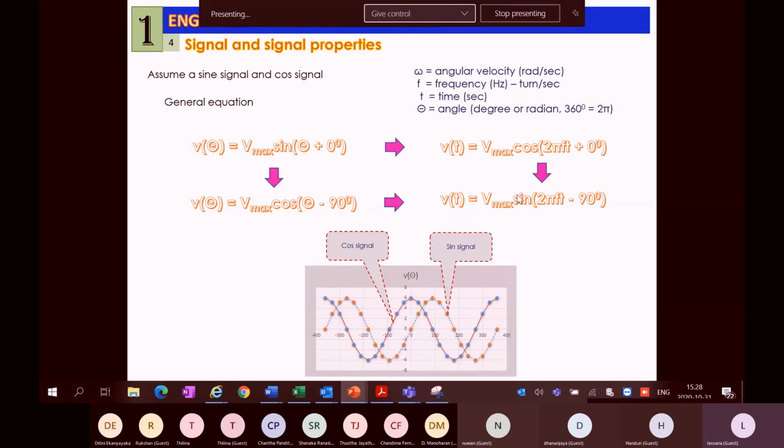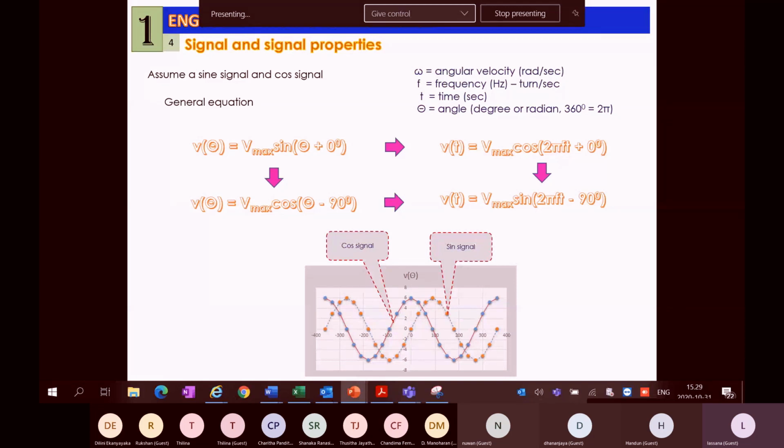Therefore, from cos you can derive sine, and from sine you can derive cos. Therefore, when I say cos signal transmission or sine signal transmission, don't worry, both are almost the same. For example, today I may say I am transmitting a cos signal. Likewise, maybe after two weeks I may explain that the antenna is transmitting a sine signal. In that case you may worry: one day he's saying cos signal, the other day he's saying sine signal, and he's going to confuse us. No, it's not like that.